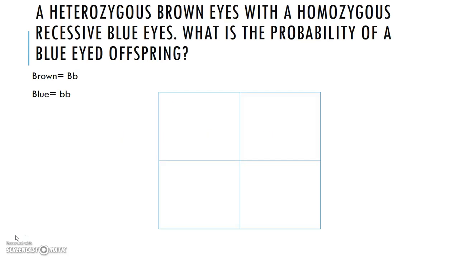So what we do is we do what's called a Punnett square or a Punnett cross. And for this problem that we're going to try, there's another one after this, we have a heterozygous brown eyes with a homozygous recessive blue eyes. What is the probability of a blue-eyed offspring? So here's what we do. Let me get my marker.